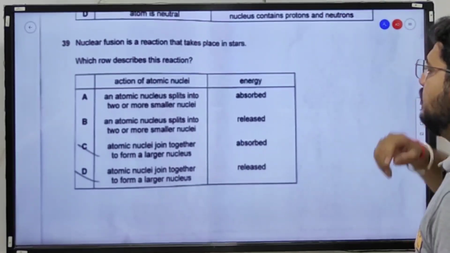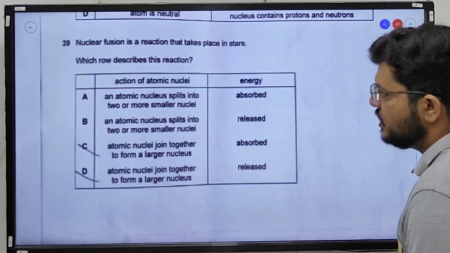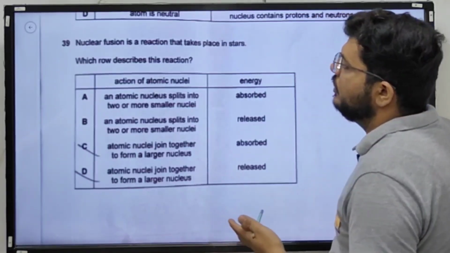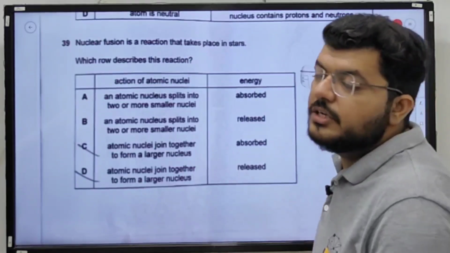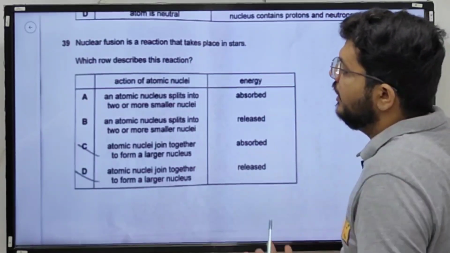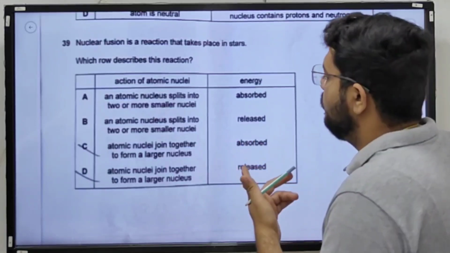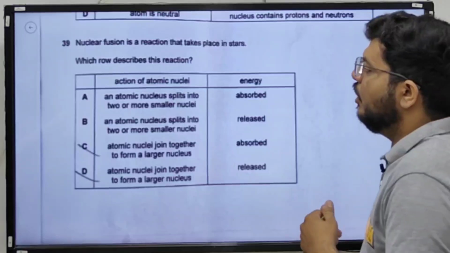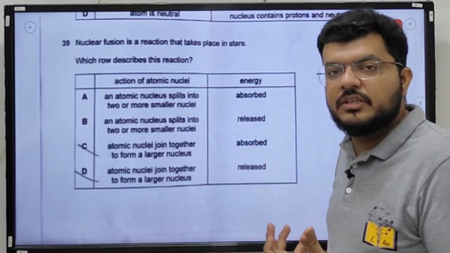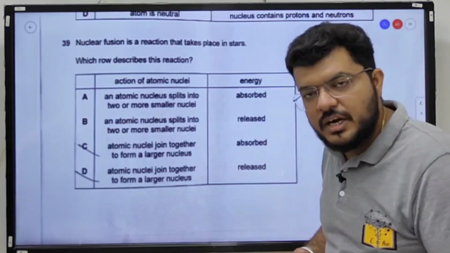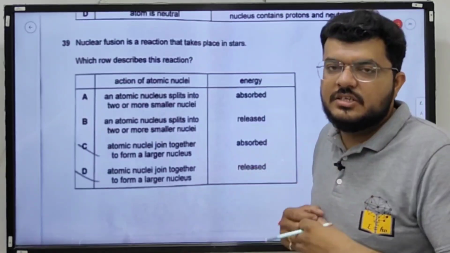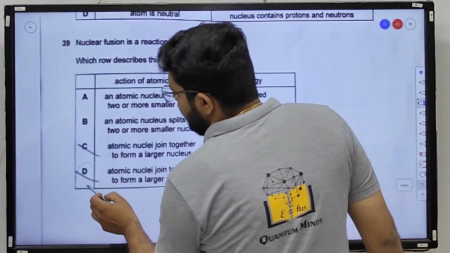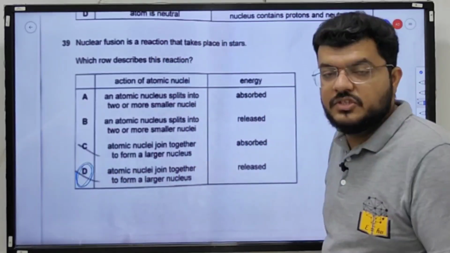Question 29. Nuclear fusion is a reaction that takes place in stars. Which row describes this reaction? In stars, two lighter nuclei fuse together to form a heavier nucleus. An atomic nucleus splits, okay, no, they join together to form a larger nucleus. And overall energy is released. This reaction does require energy to start, but the net change in energy is output. Okay, energy is given out. So option D is your correct answer.